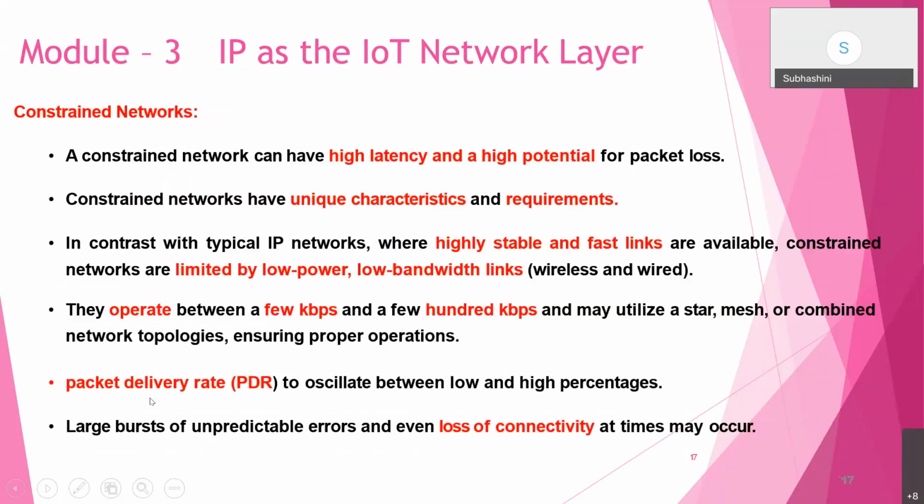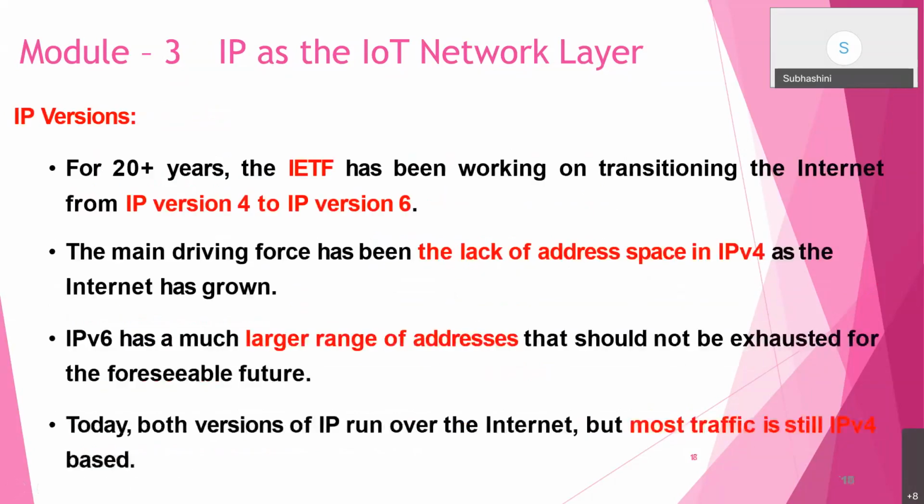Here, even the PDR value varies. PDR is packet delivery rate. It will not be consistent; it will keep varying. And also, you know that IP versions need to be considered because we have two major versions of IP, V4 and V6, so we need to optimize IP for these two as well. Some devices may support IPv4, some may support IPv6, so we still have to enable communication among these two.